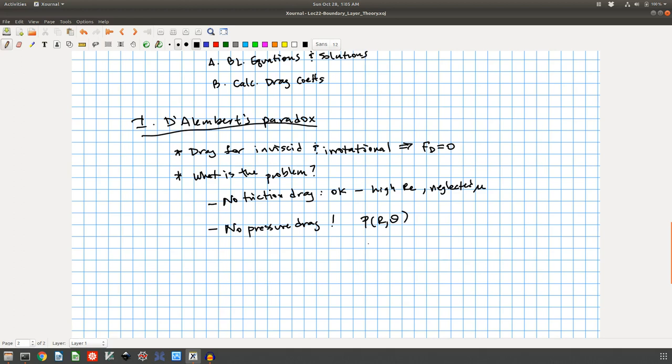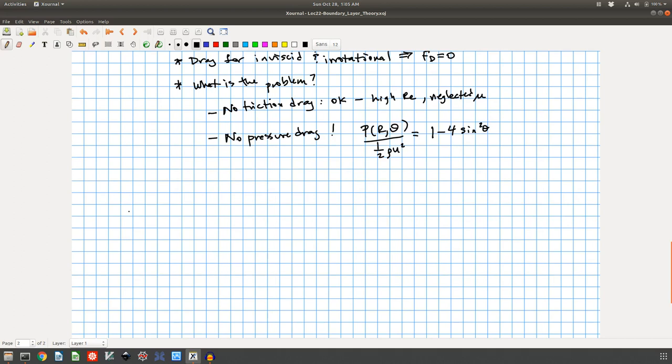So if we were to go back and look, we had this pressure that was a function of big R and theta. And if I normalize it by 1/2 rho u squared, we get back 1 minus 4 sine squared theta. And so I can make a plot of that. I put P of R theta by 1/2 rho u squared on this axis. I'm going to put my axes here. Up here, I'll say that's 1. Down here, this is minus 3. Here I've got 0, pi halves, and pi, and this is theta down here.